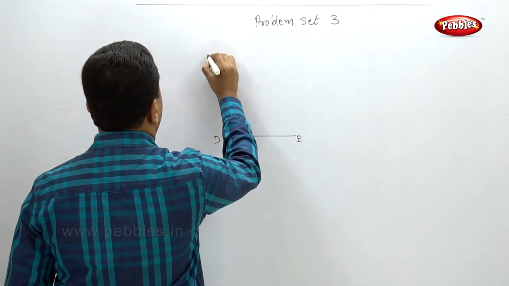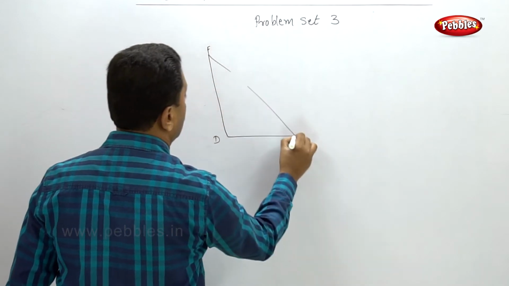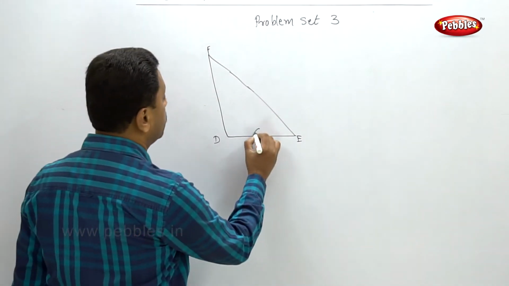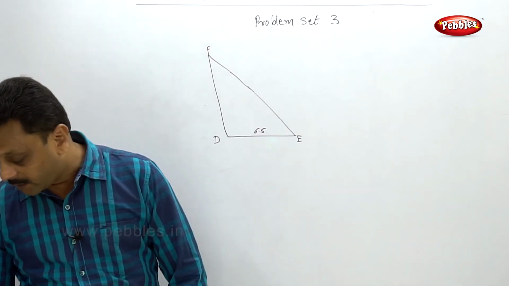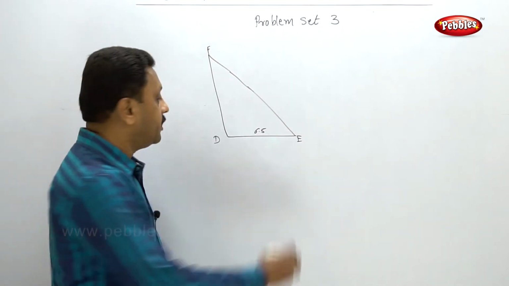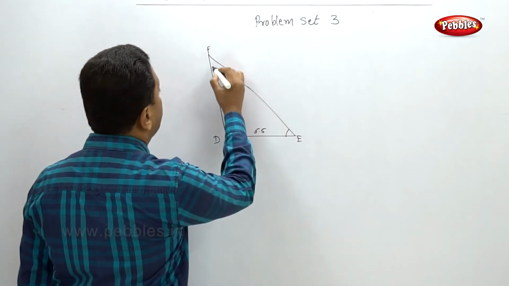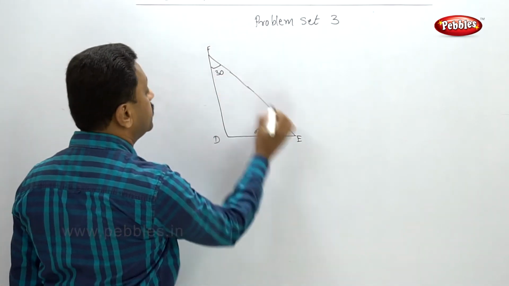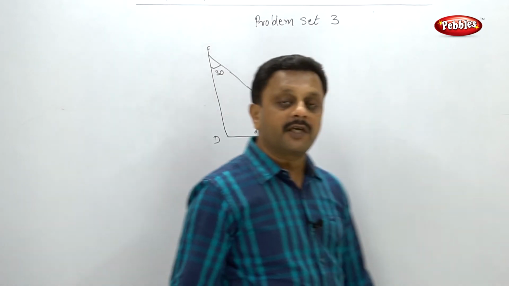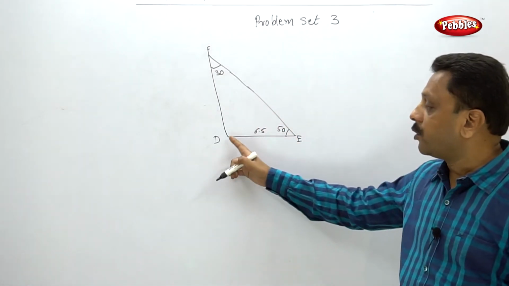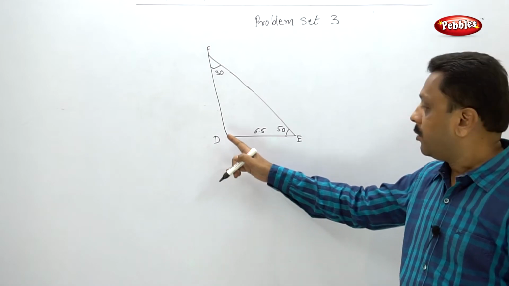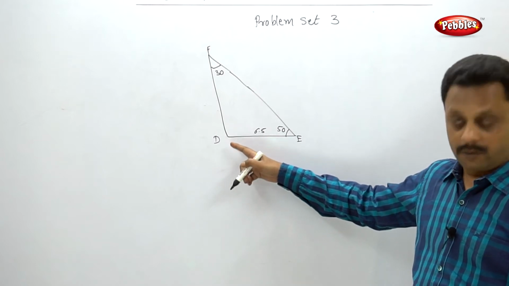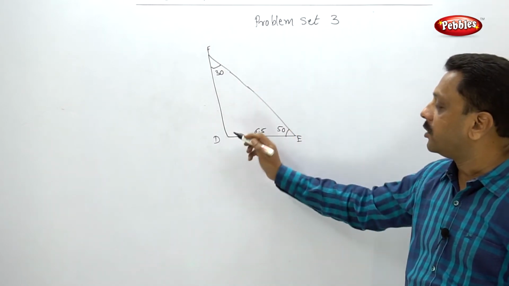This is the triangle. DE is given as 6.5. Then angles E and F are given, 50 and 30. Now how will you solve in this case? First of all, you have to find out what this angle is. Because the baseline is 6.5 given and one angle is given, I want this angle. Only then can I draw the triangle. So 180 minus 80, this will be 100 degrees.